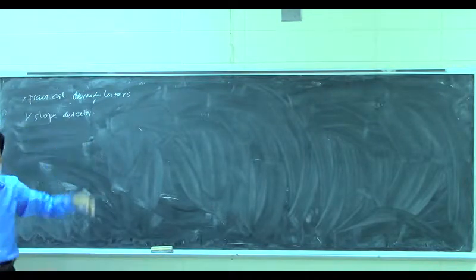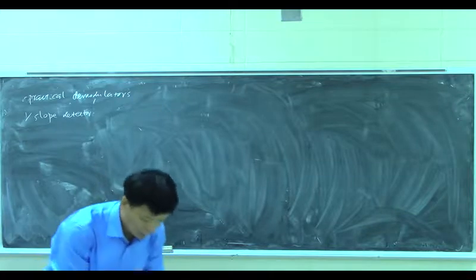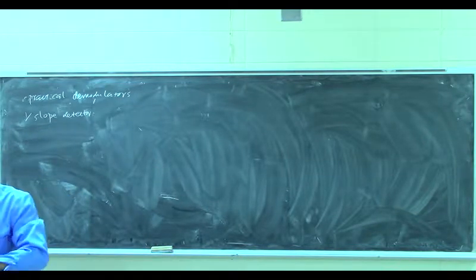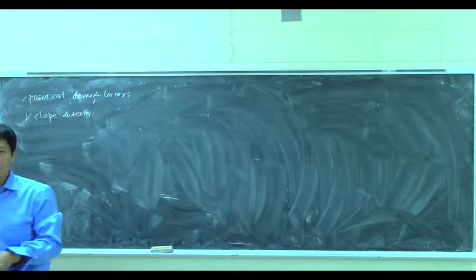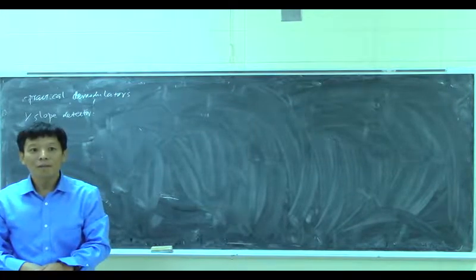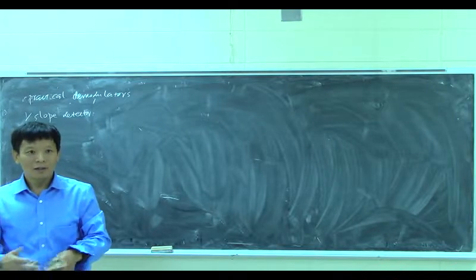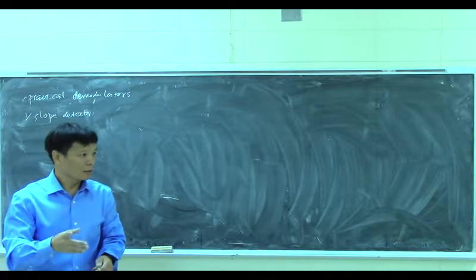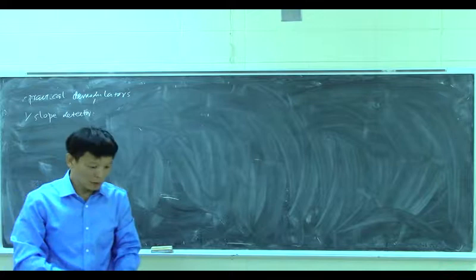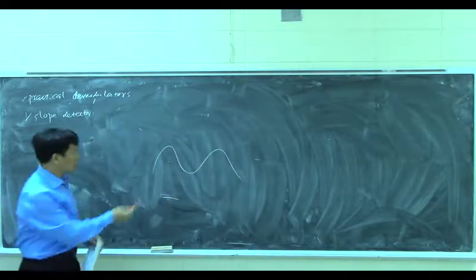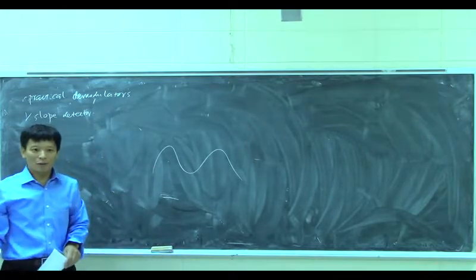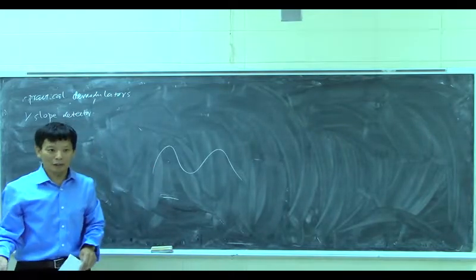Slope detector. Anyone know this? 311 or something, I don't know which class. Have you discussed the circuit? Slope detector. Differentiator. Differentiator gives us the slope, right? Slope detector means if you have a signal like this, it will detect the slope. The differentiator is a slope detector, right?